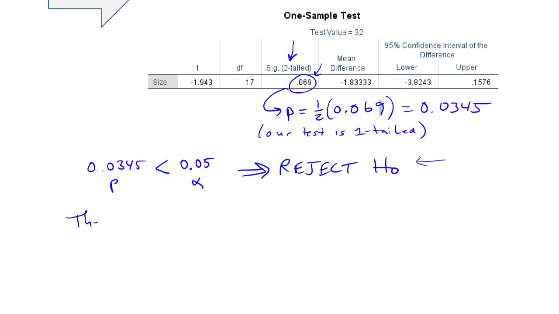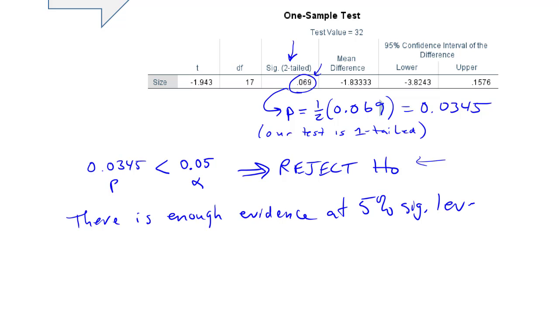So there is enough evidence at the 5% significance level to support the claim. Indeed, we were able to support the claim in this hypothesis test. That's how we can use SPSS to accomplish the necessary procedure in the hypothesis test.